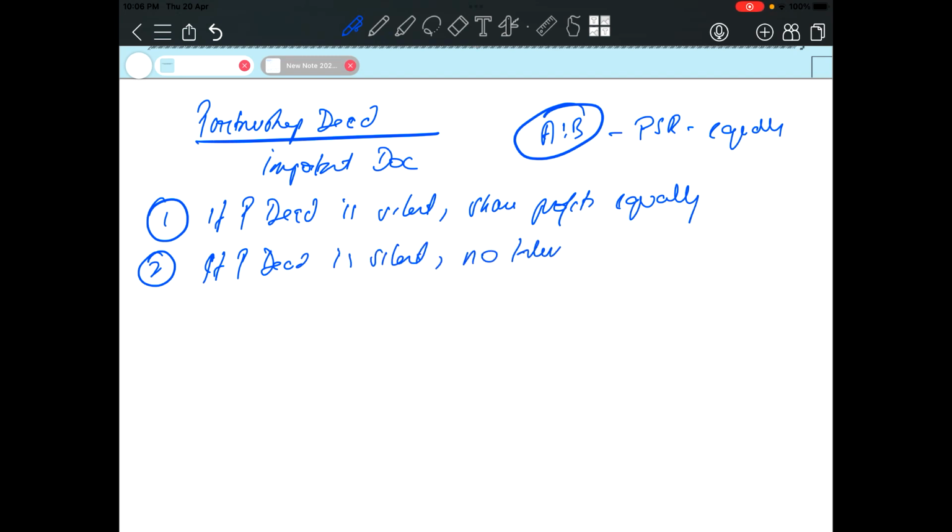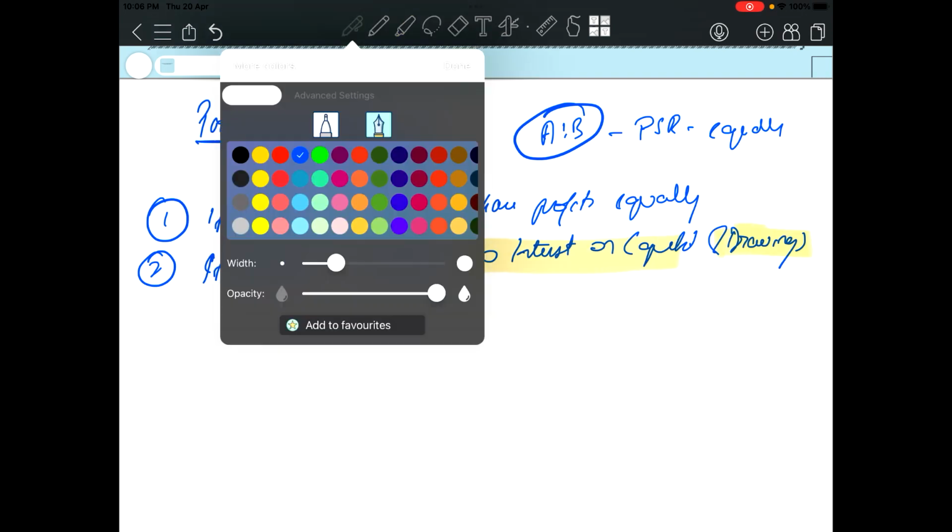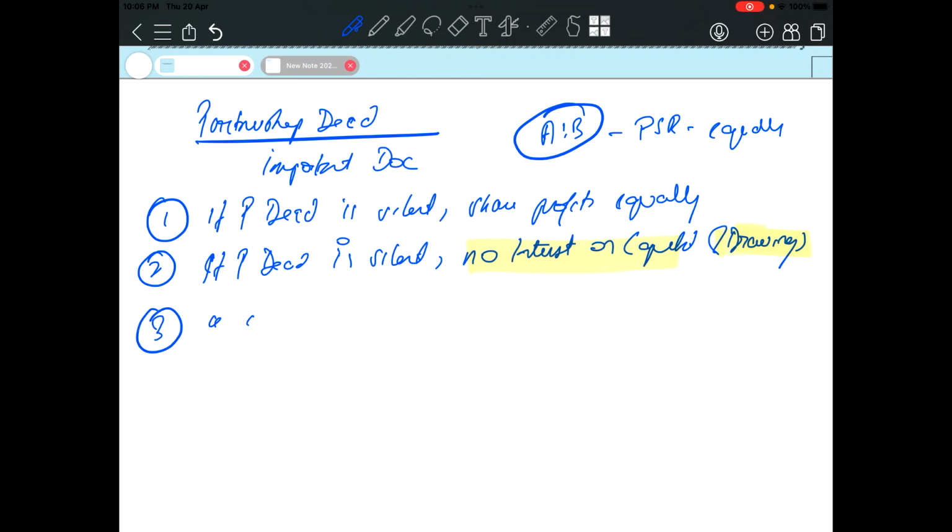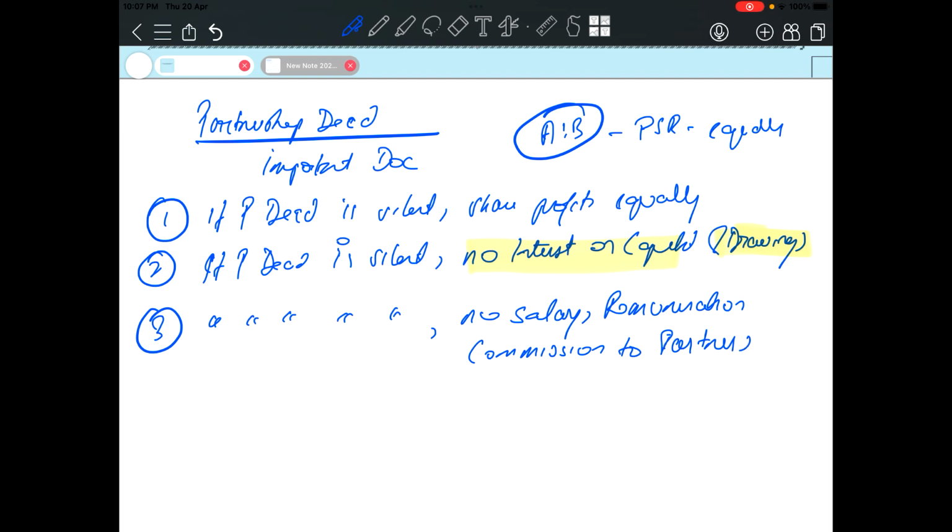no interest on capital and drawings. If nothing is mentioned in the partnership deed, partners will not get any interest on capital, and they will not be charged any interest on drawings. The third point is, if partnership deed is silent, no salary, remuneration, commission to partners. The partner will not get any salary, remuneration or commission if the partnership deed is silent.